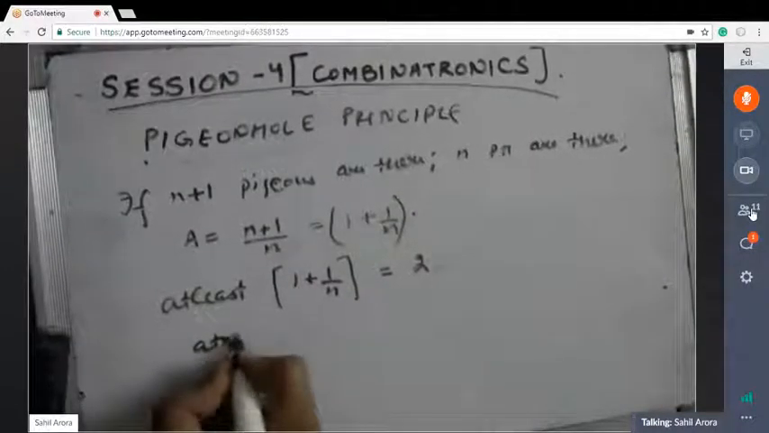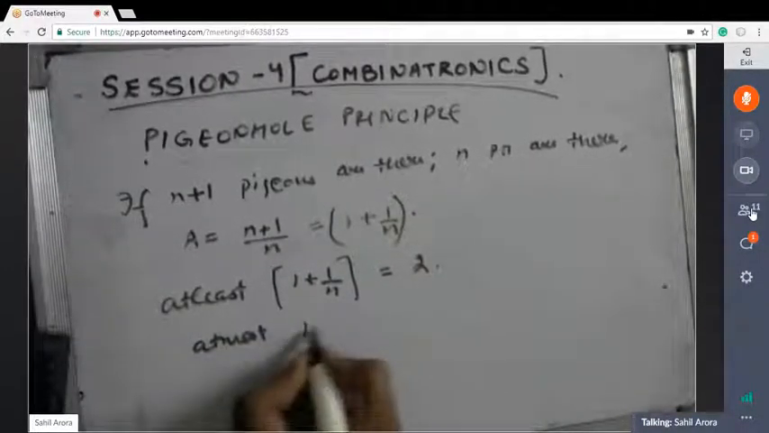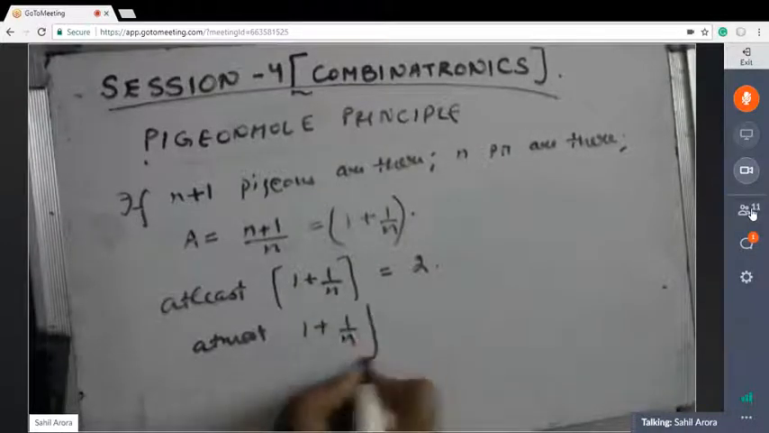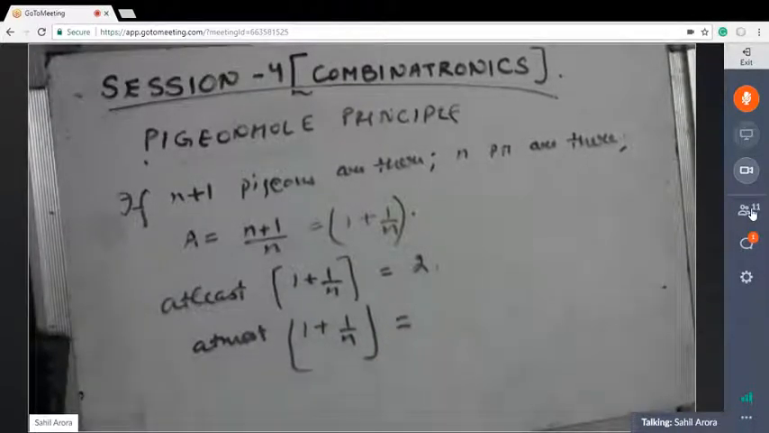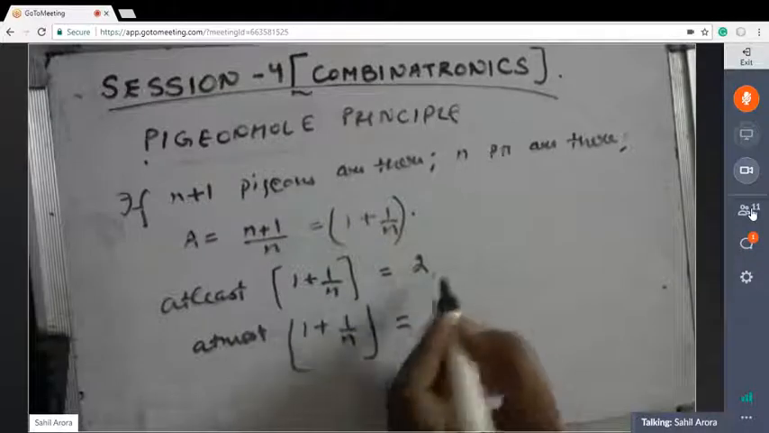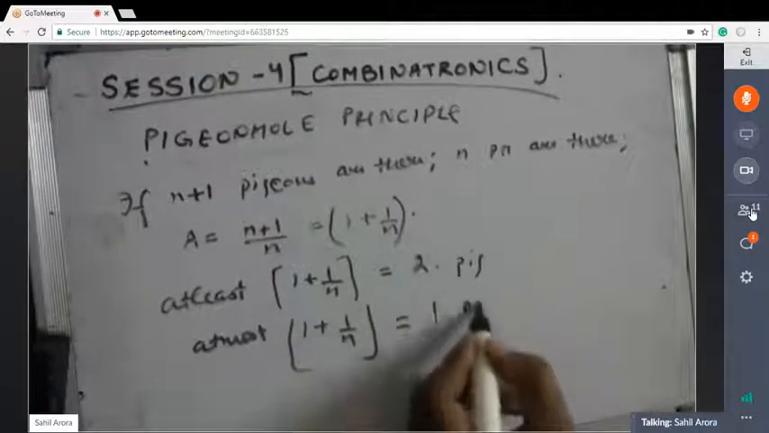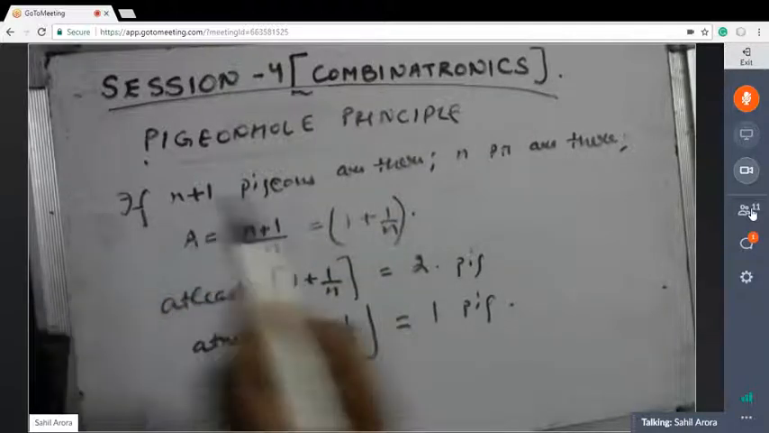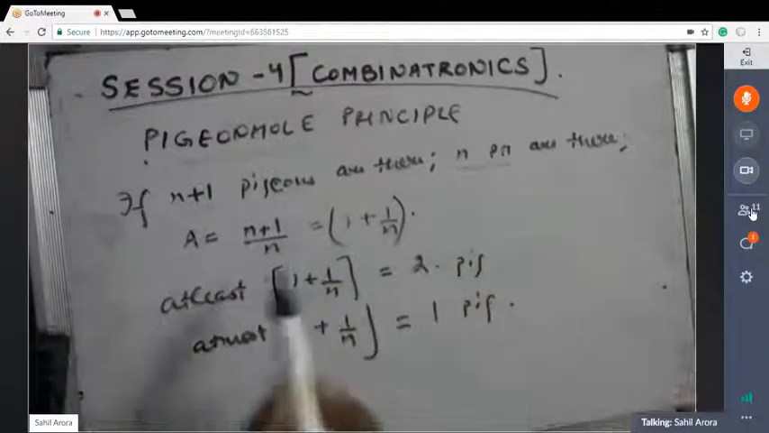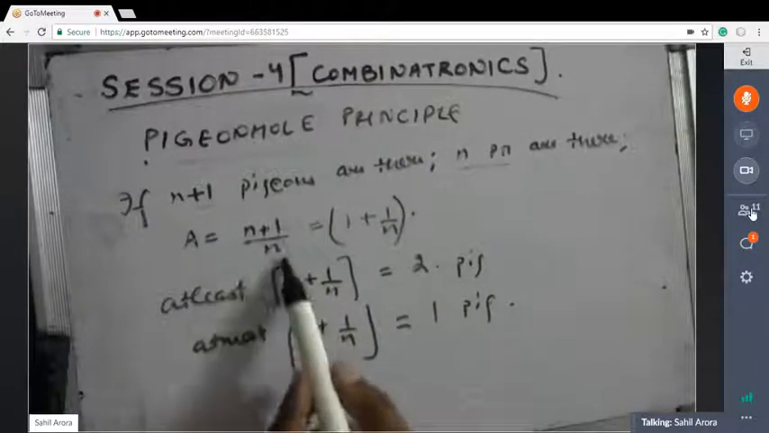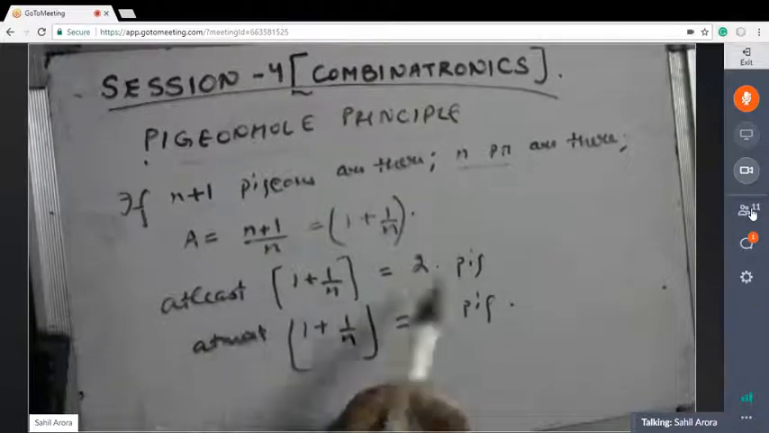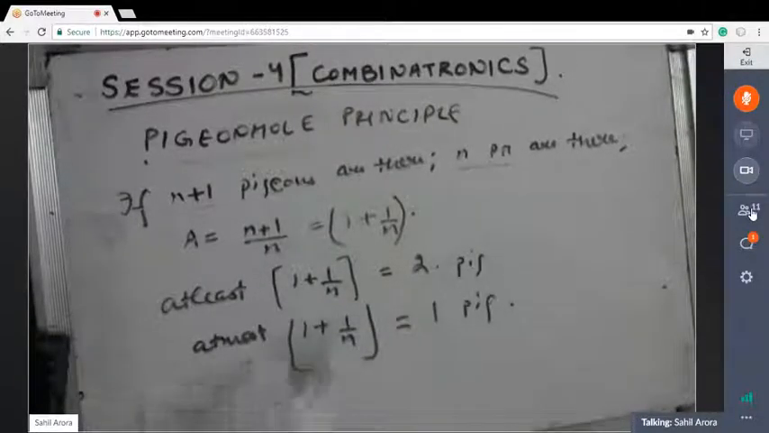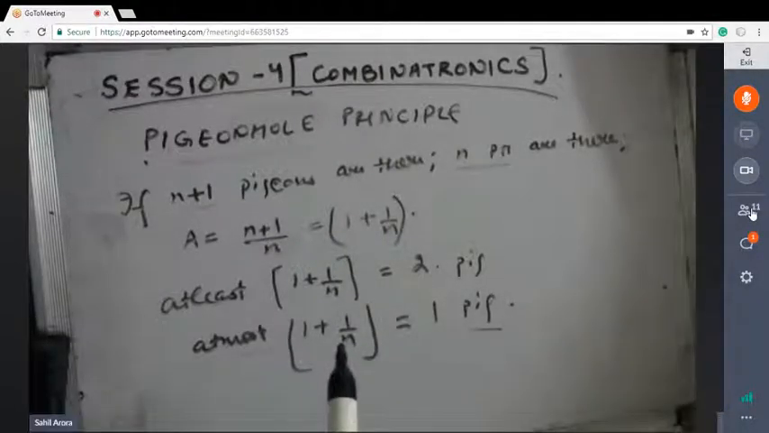And it can consist of at most the floor of 1 plus 1 by n, which is 1 pigeon. So this is the one funda that we have: if we have n plus 1 pigeons and n pigeonholes, then the average is n plus 1 by n, and some pigeonhole will consist of at least 2 pigeons, and at most it will consist of 1 pigeon. This is the basic understanding.